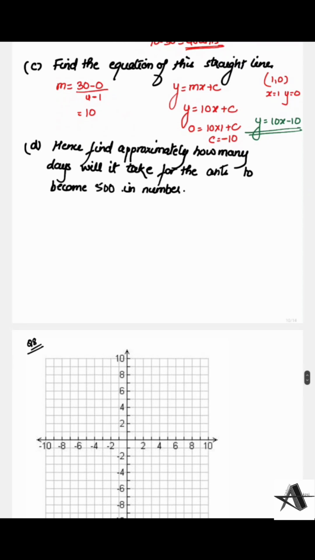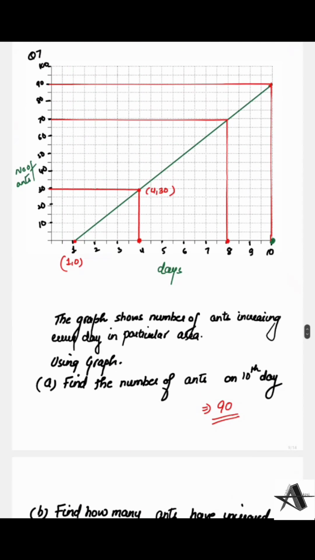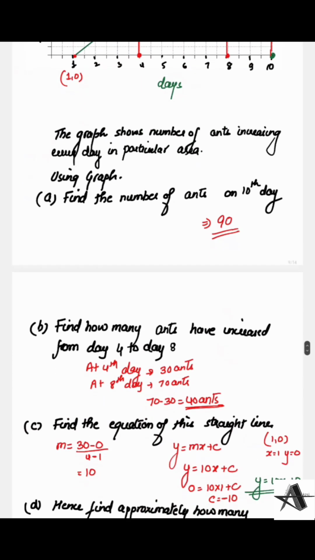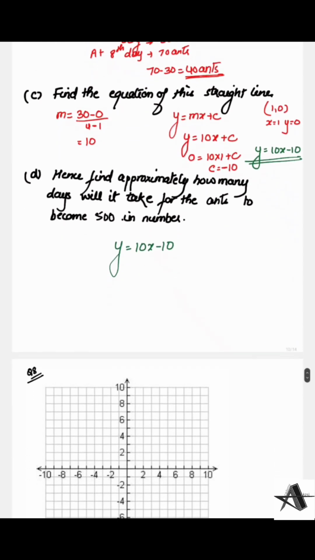Part D. Hence find. The meaning of hence is that you have to use the equation of a straight line to get the value. So we have calculated the equation as 10x minus 10. Find approximately how many days it will take. x represents the number of days, because you can clearly see on the x-axis the number of days are plotted, on the y-axis the number of ants are plotted. That means if you want to calculate the number of days, you have to calculate x, and the number of ants are 500. That means the value of y is 500 given.